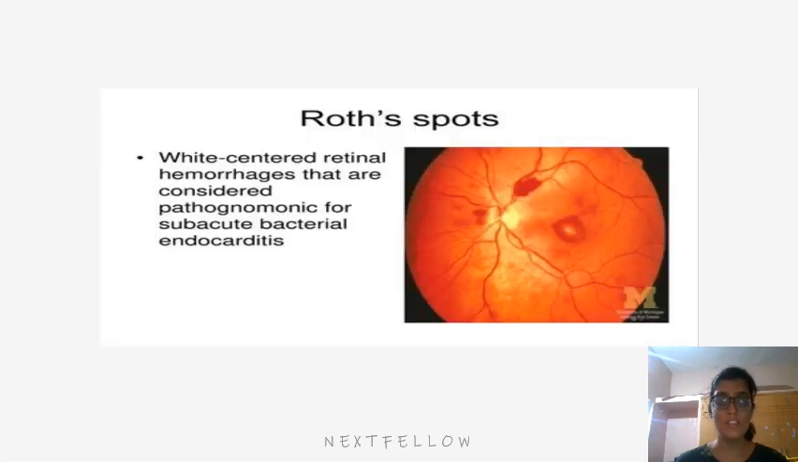So Roth spots are white-centered retinal hemorrhages that are considered pathognomonic for subacute bacterial endocarditis. There are white-centered retinal hemorrhages like this, pathognomonic of subacute bacterial endocarditis.